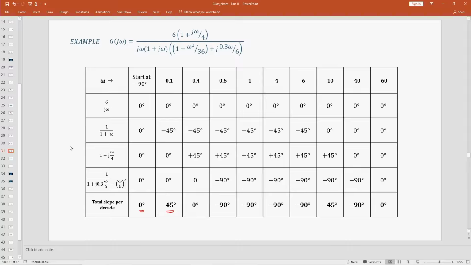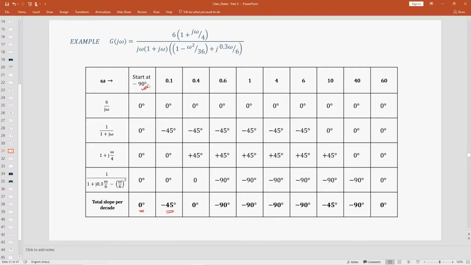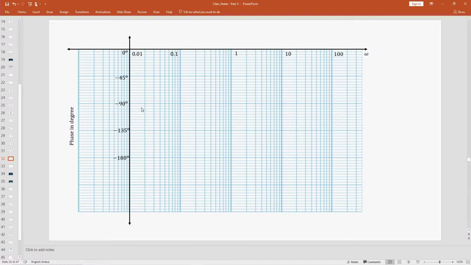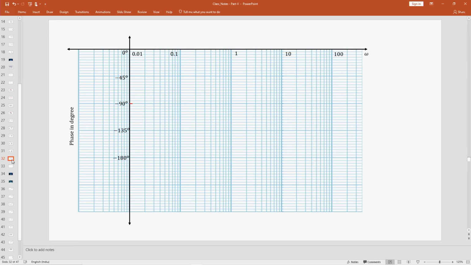So, if I have to plot it, let us start to plot it. So, where will we start? See, remember the starting point is minus 90 degree because of the 1 by j omega factor. So, from the 1 by j omega factor we will start here. Up to what point we will go? We will go up to 0.1. At 0.1 it will be a minus 45 degree line. So, this is up to 0.1.